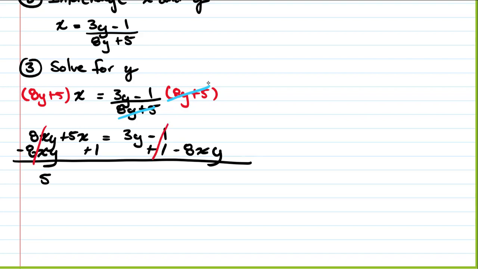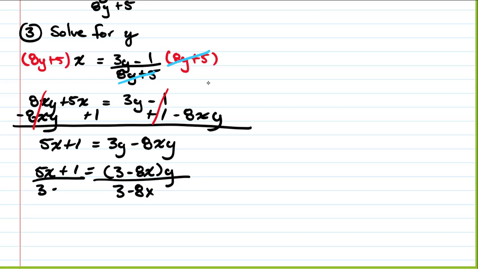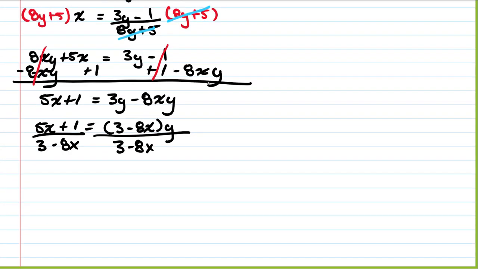So we're left with 5x plus 1 is equal to 3y minus 8xy. So now I need to finish solving for y by factoring out my common factor of y. That leaves 3 minus 8x times y. And then on this side I have a 5x plus 1. So then I divide by 3 minus 8x, and I divide by 3 minus 8x. And finally, that leaves me with y equals 5x plus 1 all over 3 minus 8x.